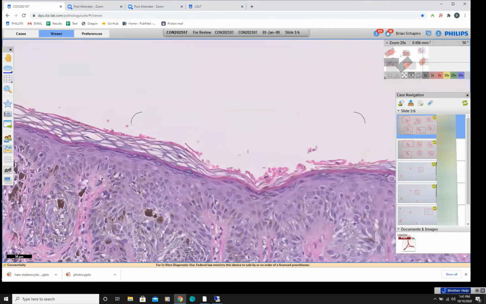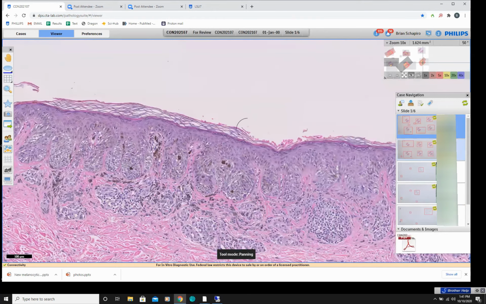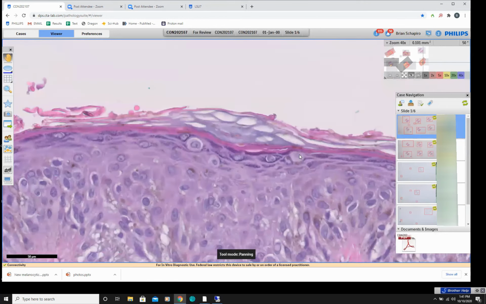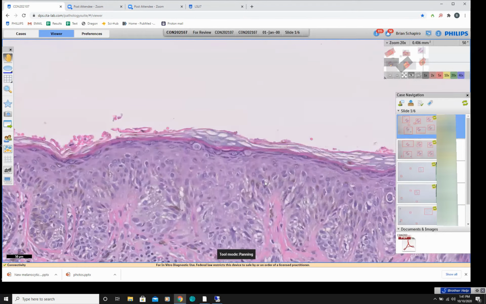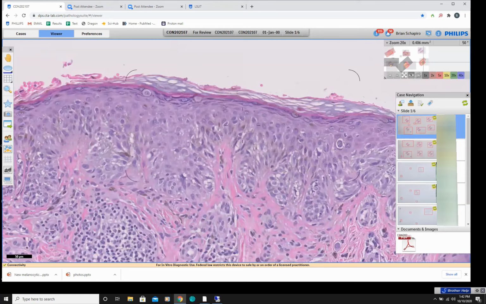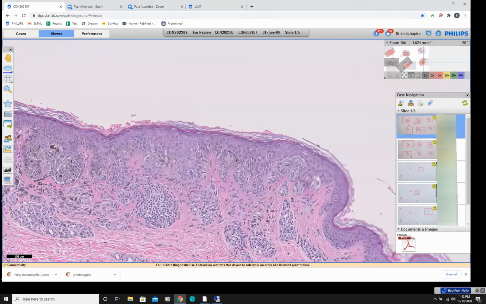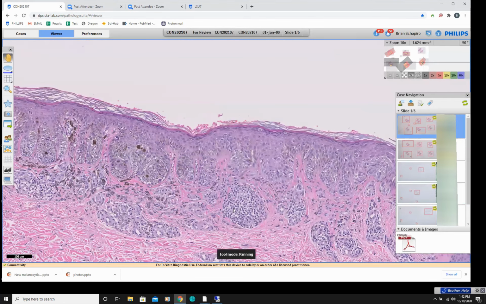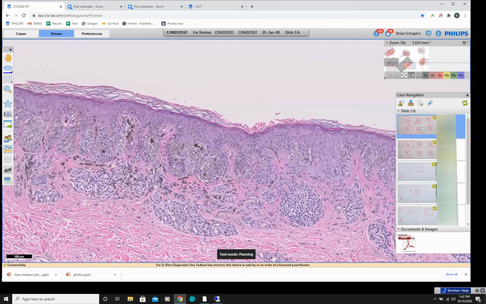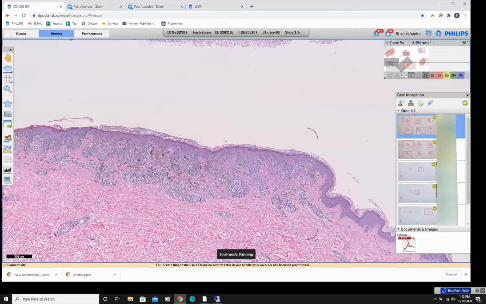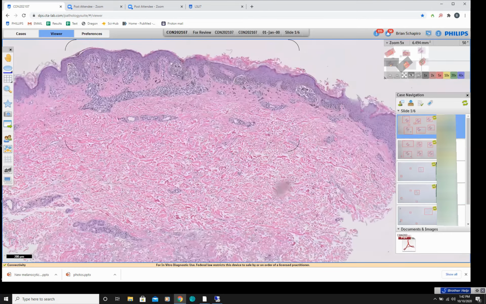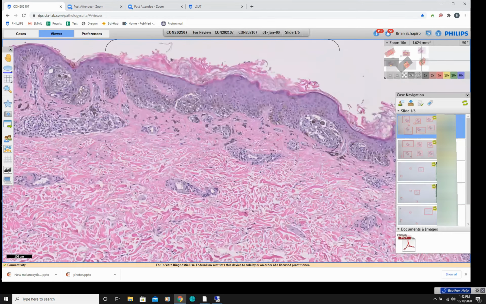Irregular pigment. Some of them have got granular cytoplasmic pigment, others dusty cytoplasmic pigment. Melanocytes in the granular layer, which we should not see in a Spitz nevus usually, unless it's a pagetoid Spitz. And then in the dermis, nests of similar cells with a patchy lymphoid infiltrate. I couldn't find mitoses. And this case has had a lot of different opinions.